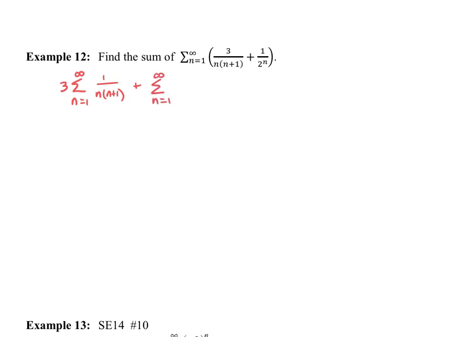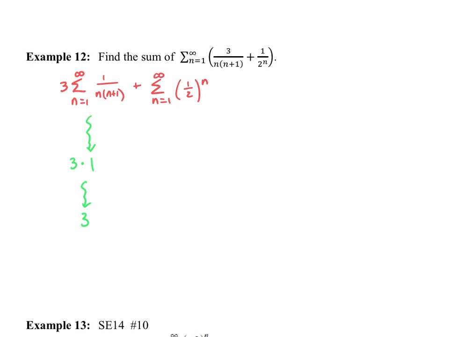So we have a situation that looks like this, where we have these two different elements. Now, this first one right here, we already studied in example 11. We had the collapsing sum, which gave us a value of 1. So that's just 3 times 1, which is, of course, just 3. So that's going to converge to 3.